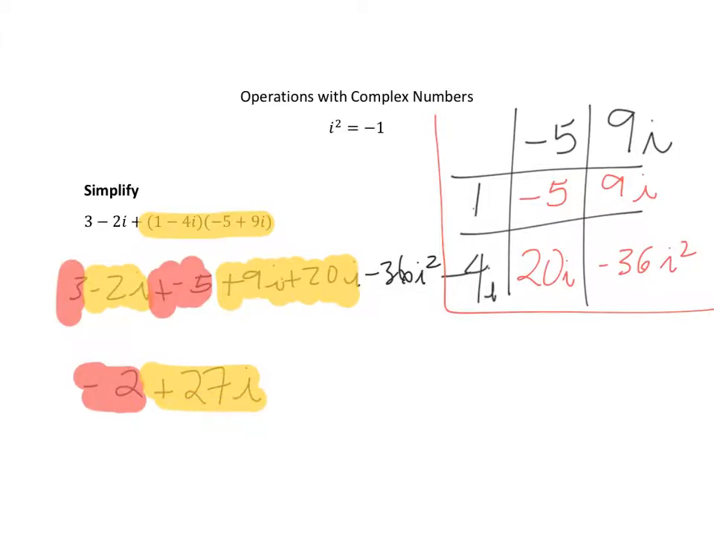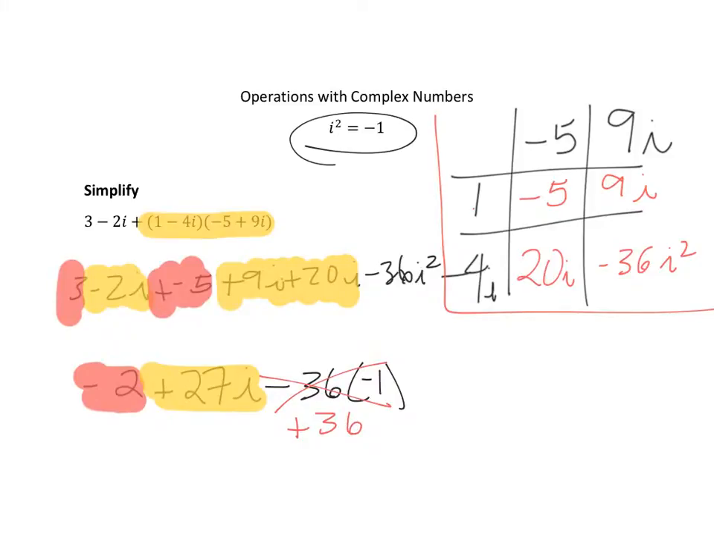Nothing fancy happened with that minus 36i squared. But there is something we need to be aware of. Remember, at the very top of our paper we have i squared is equal to a negative 1. So really, that's a minus 36 times a negative 1, which in reality is plus 36. And that plus 36 can combine with that minus 2.